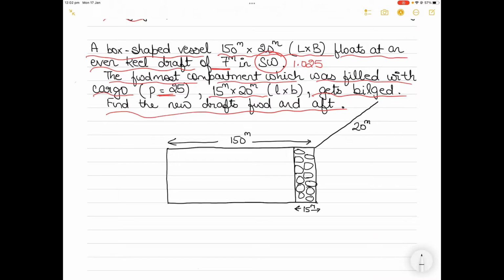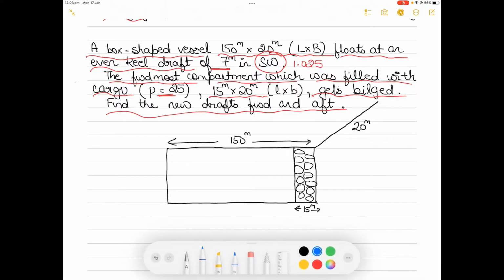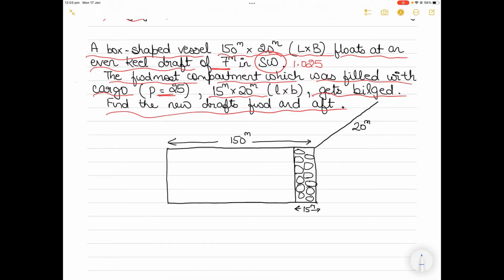So if you don't know what permeability is, once the water starts to come into the compartment, permeability is the ratio of the volume of water the compartment can hold, considering there is a lot of cargo in there, to the total volume of the compartment. All right, so the draft is at 7 meters. This is the water line 1 before bilging. So draft is 7 meters.